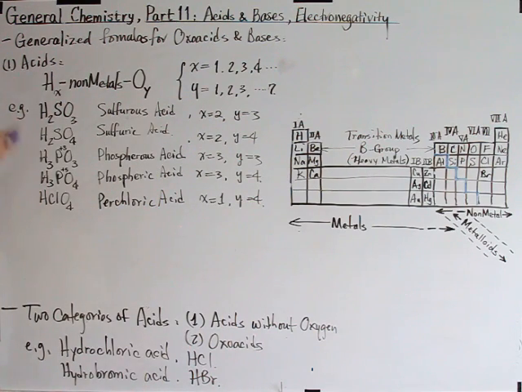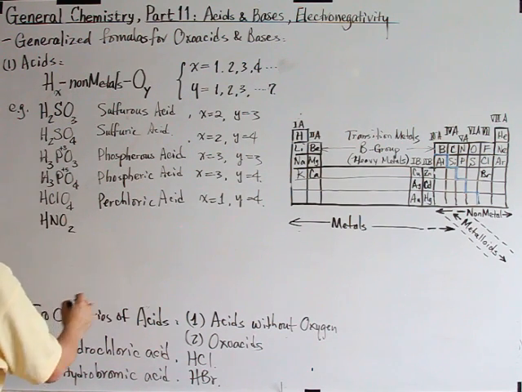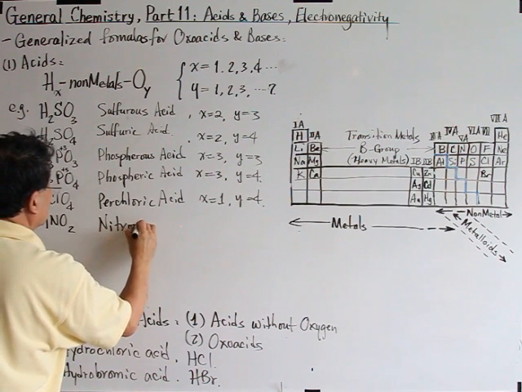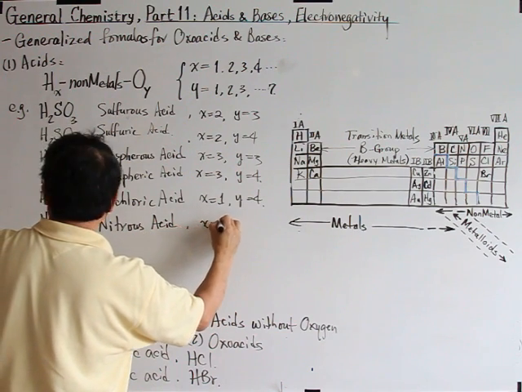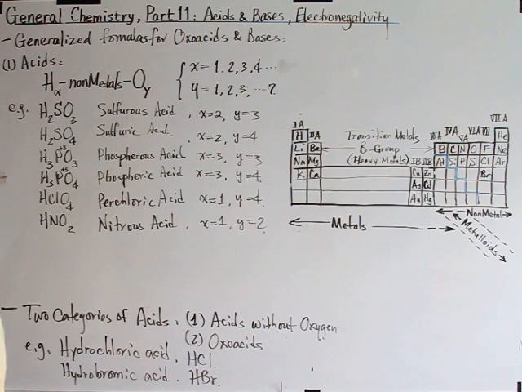Every one of them, let's just name a couple. No, we skip nitric acid. Okay, nitrous acid, HNO2. X equals 1, Y equals 2. That's possible as well. So those were the examples.